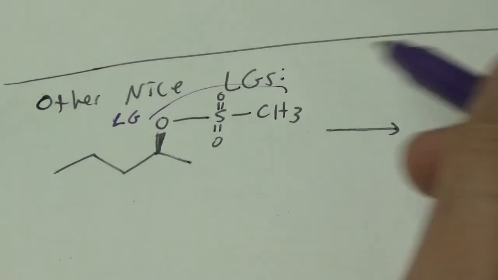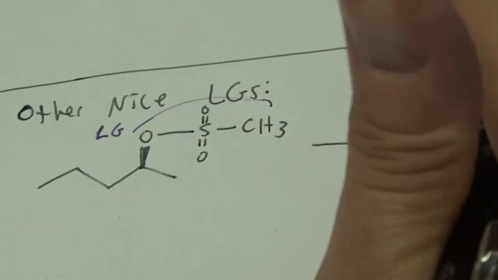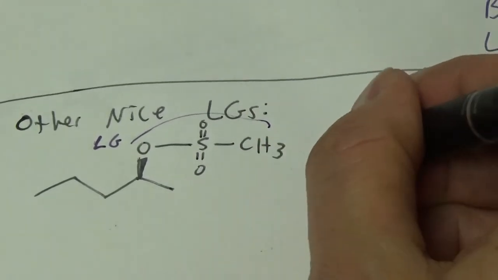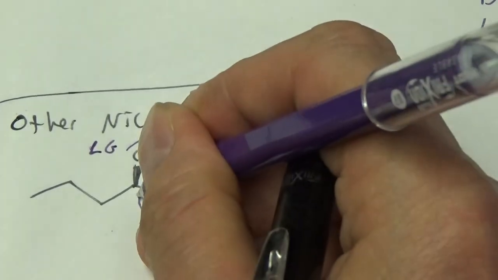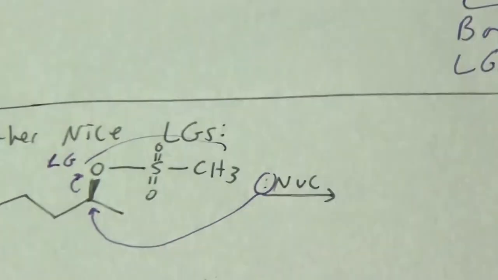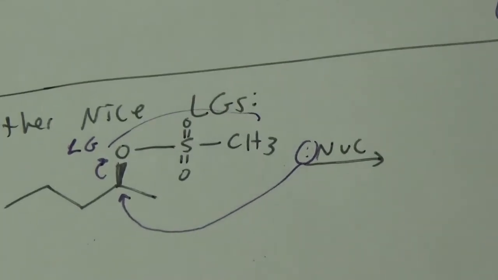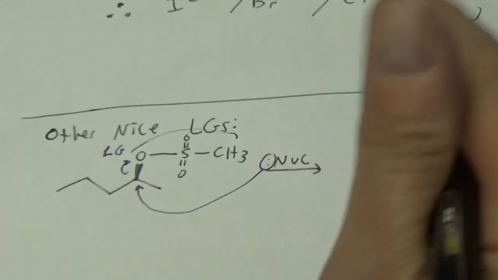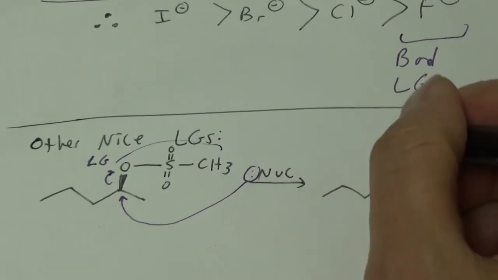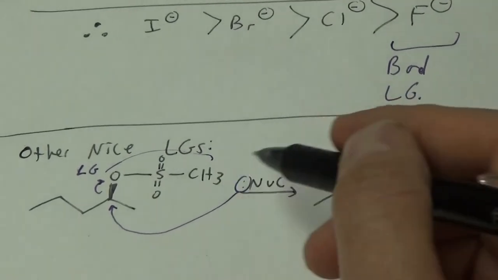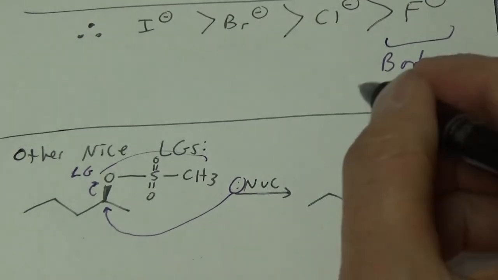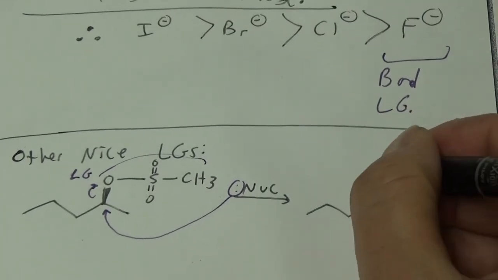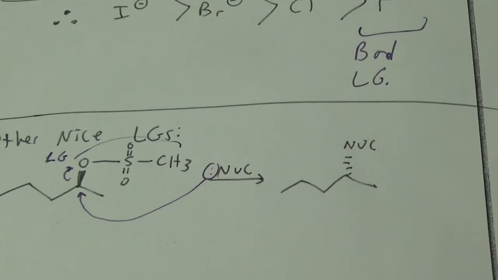The whole thing is a leaving group. And when we react it with a nucleophile, it attacks, kicks this whole thing off, and now the nucleophile is attached. What's the stereochemistry now? If the nucleophile attacks, SN2 reaction, attacks from the back, now the nucleophile is in the back.